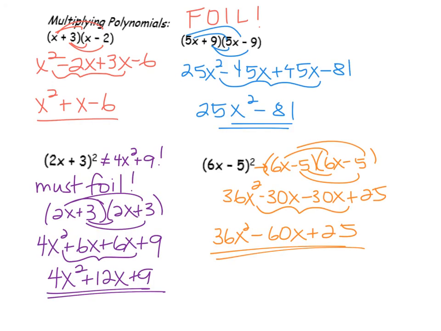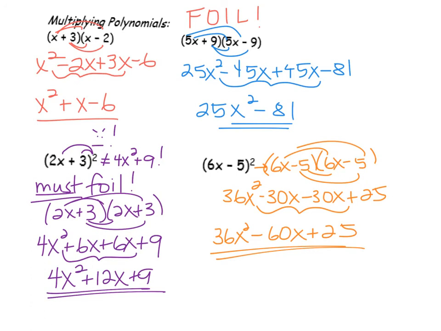All right, let's see how you did. In that next example, when we FOIL, the 2 terms in the middle actually cancel out. You should end up with 25x squared minus 81. Now the last 2 are both on here for a very specific reason. It's actually illegal to distribute the squared in, so don't do that. You can't do that on a polynomial that has addition or subtraction. Anytime you include addition or subtraction in the parenthesis, you must FOIL. Sorry, it's just the way it is.